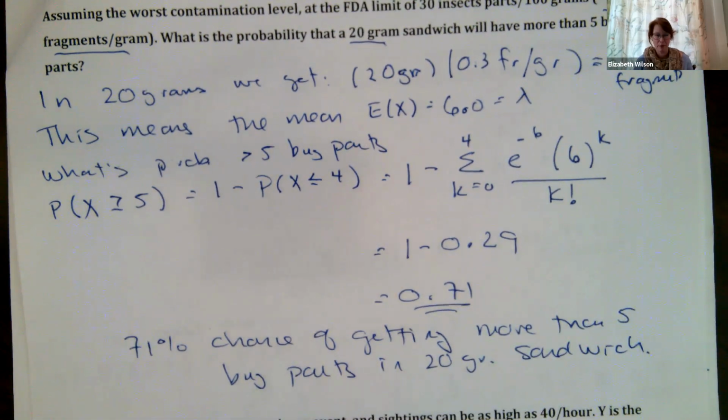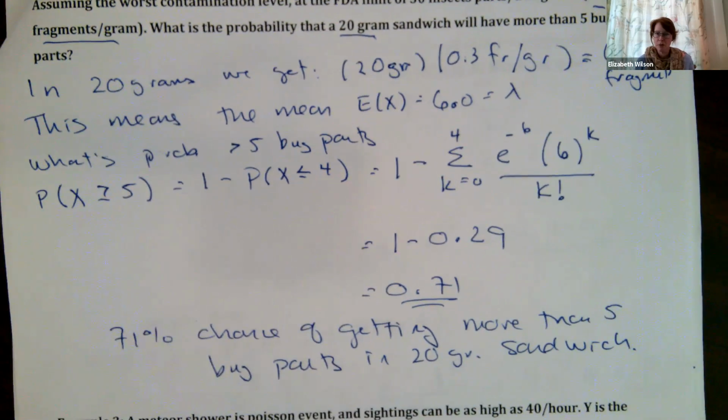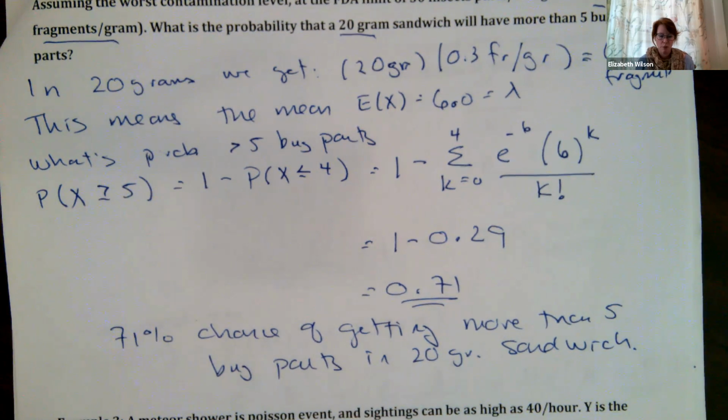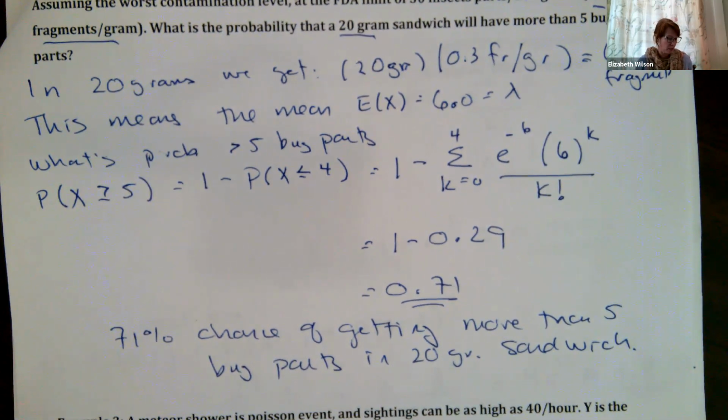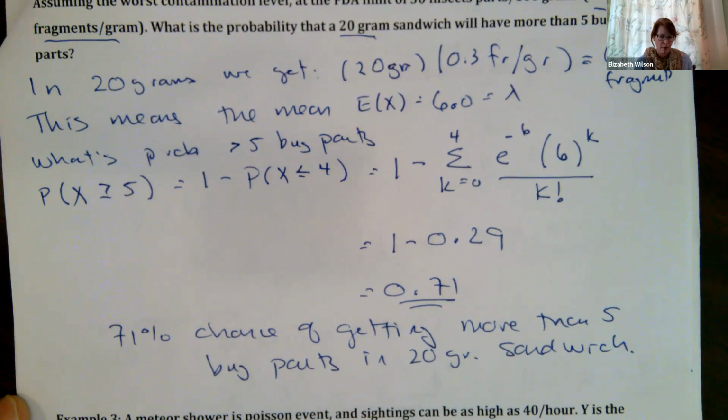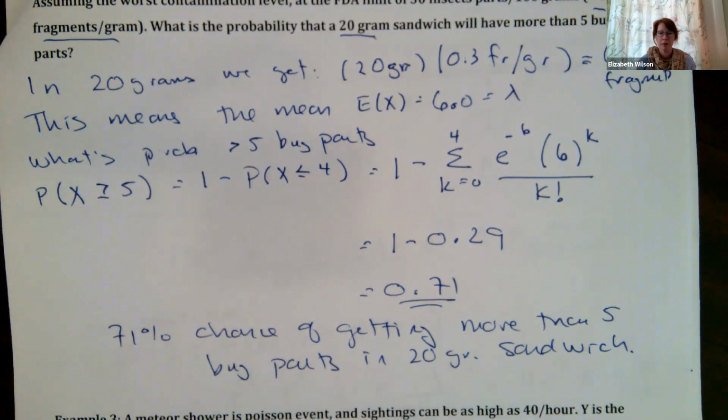Right? So this is how we're going to be thinking about it, right? Because it's bug parts per gram, okay? So that's our rate value, okay? Wait for you guys to finish writing that, and then we'll talk about another way of representing our Poisson.